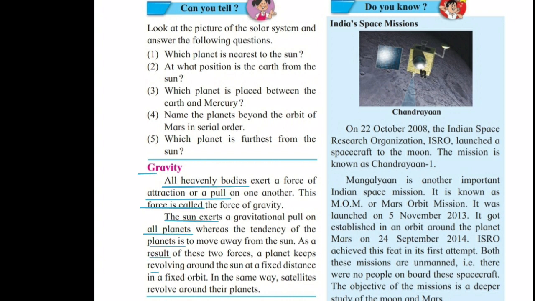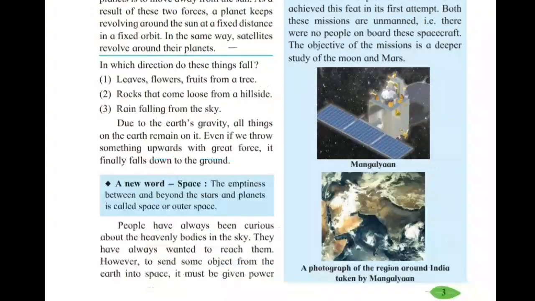Gravity. All heavenly bodies exert a force of attraction or a pull on one another. This force is called the force of gravity. The sun exerts a gravitational pull on all planets, whereas the tendency of the planets is to move away from the sun. As a result of these two forces, a planet keeps revolving around the sun at a fixed distance, in a fixed orbit. In the same way, satellites revolve around their planets.